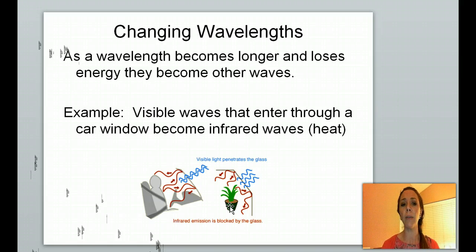What we see about waves that are moving away from us is we also get a change in wavelength. As objects move farther away from each other, the light actually shifts to a longer wavelength as well. It's called a red shift. It shifts towards red. When something's coming towards us, the wavelengths get closer together.